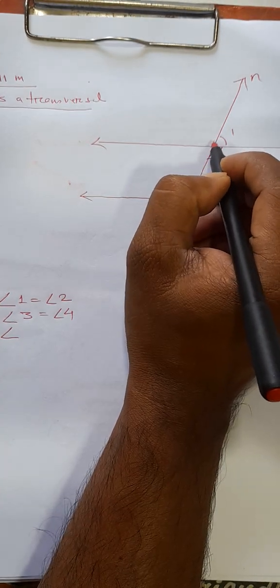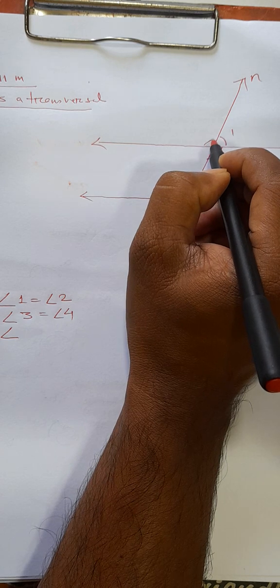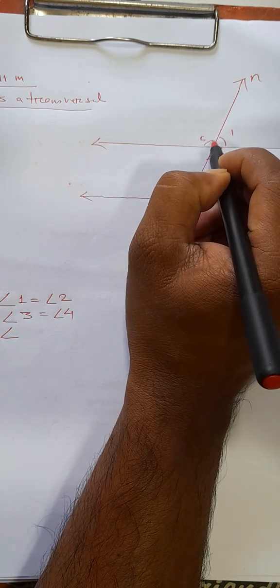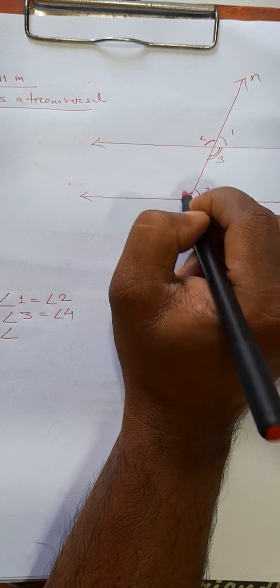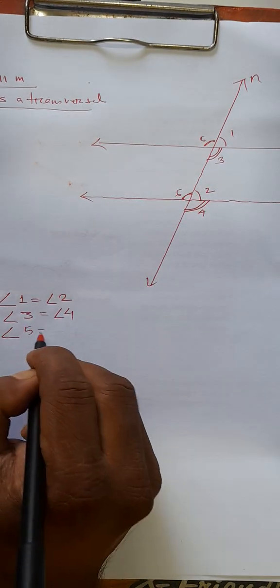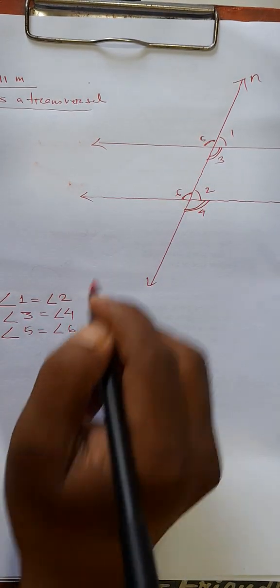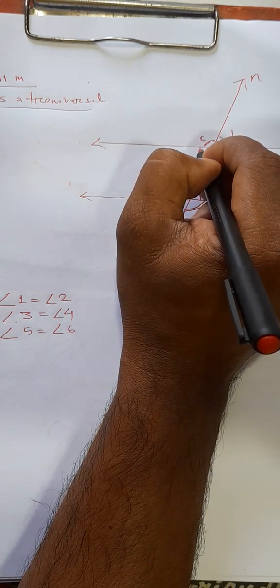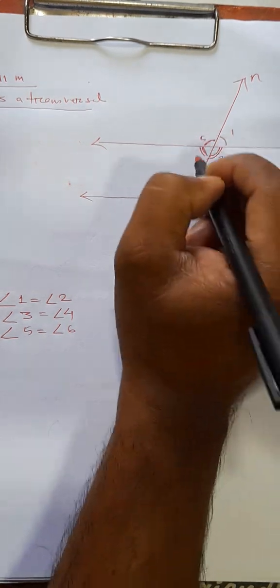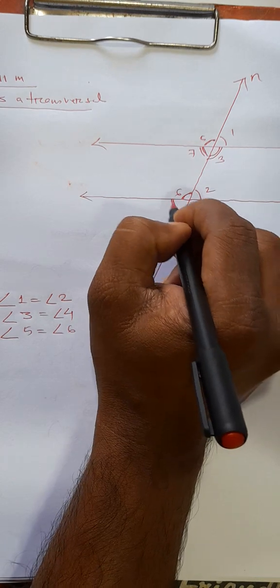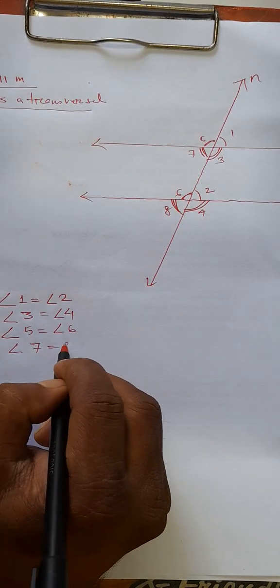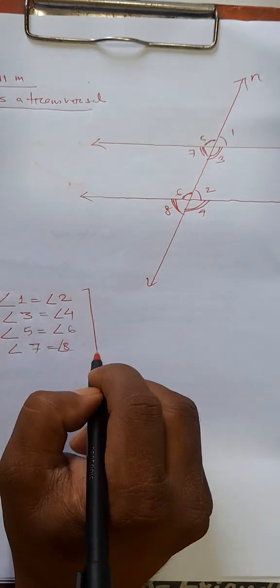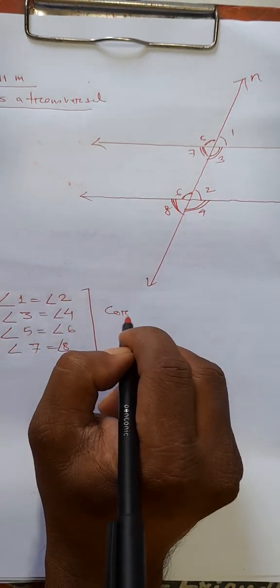Angle 5 equals angle 6, corresponding angles. Similarly, angle 7 equals angle 8. These are corresponding angles.